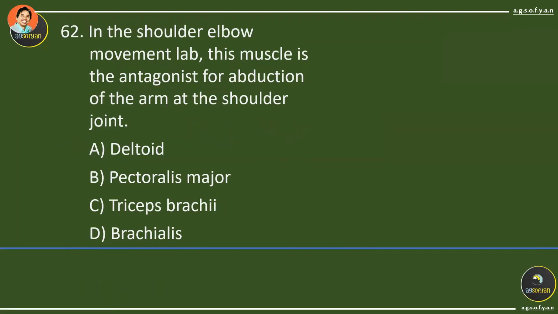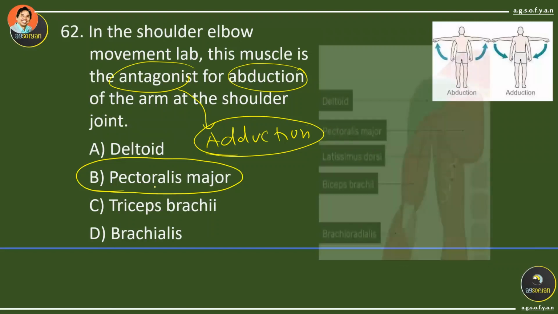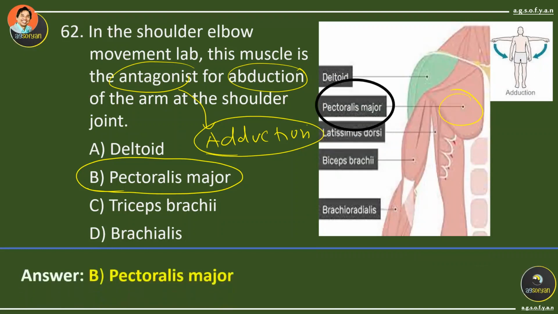Okay, the last one. Read again carefully. In the shoulder elbow movement lab, this muscle is the antagonist of abduction. So what does that mean? This muscle actually performs adduction. The muscle that performs adduction, or taking your arm closer to your body, is the muscle on the chest. It's called the pectoralis major, or pec muscle. That should be the answer.